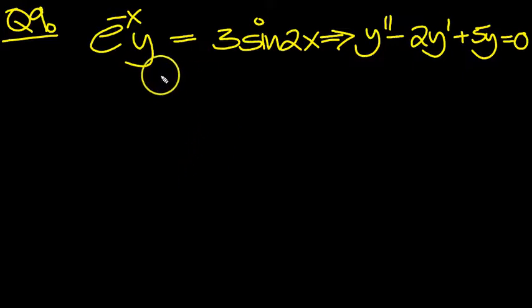e to the minus x times y equals 3 sine 2x. So let's have a go at this. We need to show that by differentiating this we obtain the differential equation y double dashed minus 2y dashed plus 5y equals 0. So let's differentiate then.